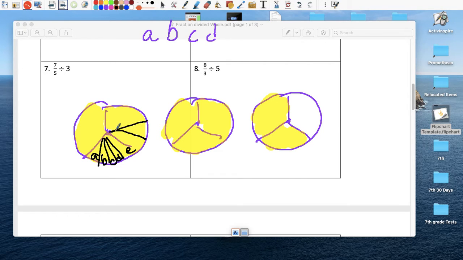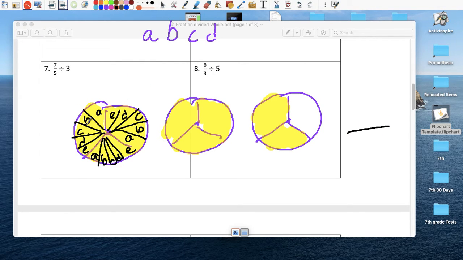A, B, C, D, E. A, B, C, D, E. 1, 2, 3, 4, 5. So A, B, C, D, E. All right, so let's do the bottom part.